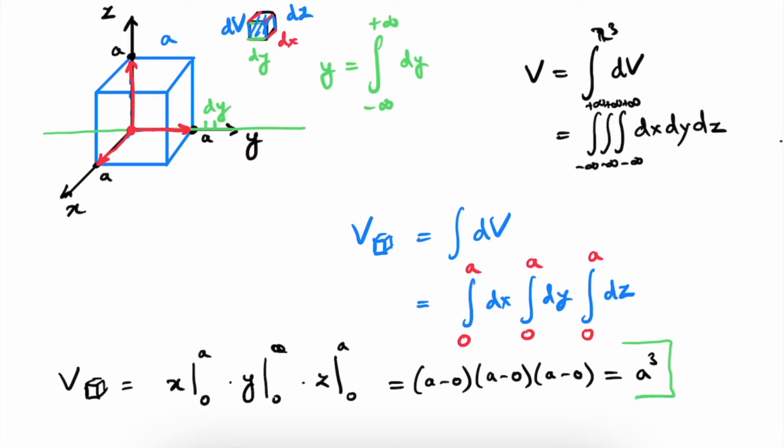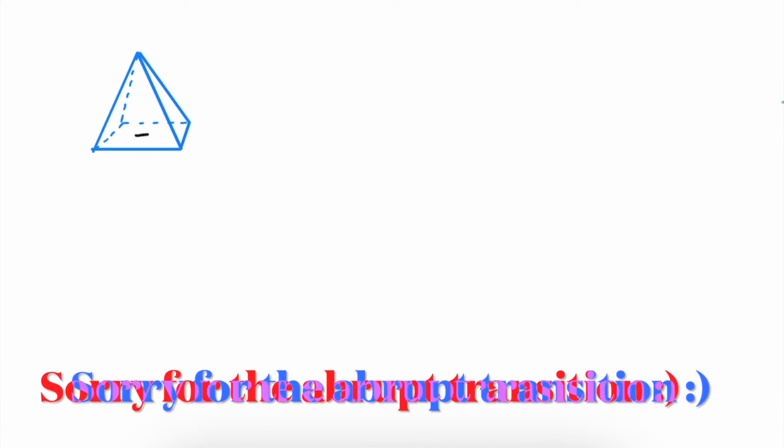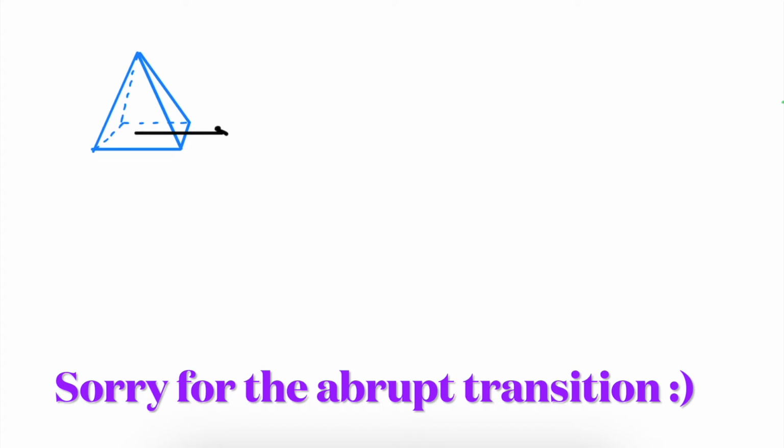And there we have it. We have our volume of our cube with side a. And this result doesn't surprise us at all, because we know that the volume of a cube with side a is simply a cubed.